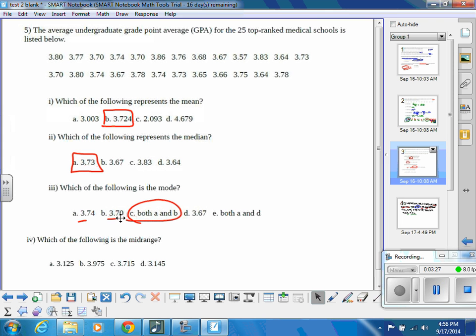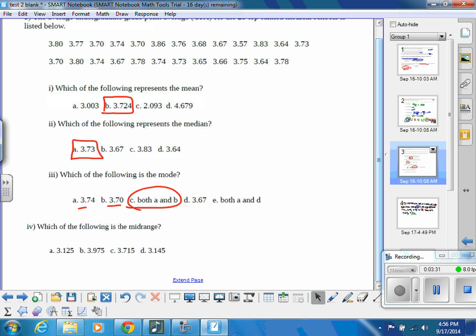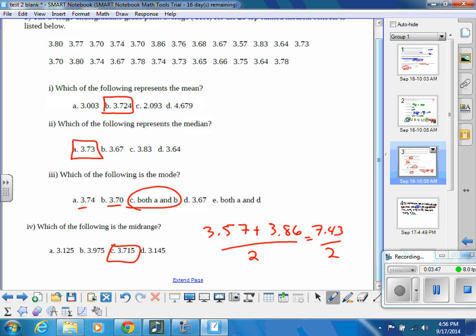Now the next one says, what is the mid-range? So let's scroll down and do that one. That's my highest and my lowest. Add them together, divide by 2, so 3.57 plus 3.86 divided by 2 comes out to be 7.43 divided by 2. And when I punch that into the calculator, that's what I get.